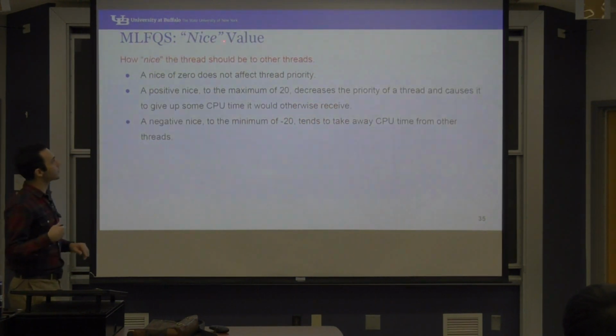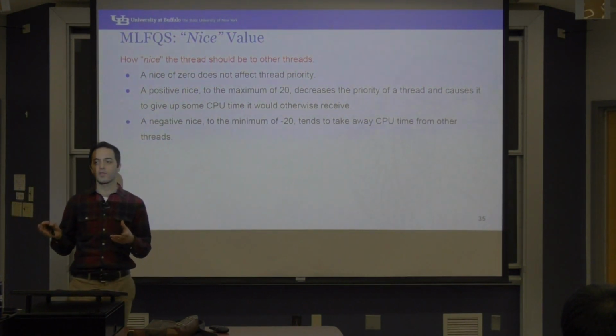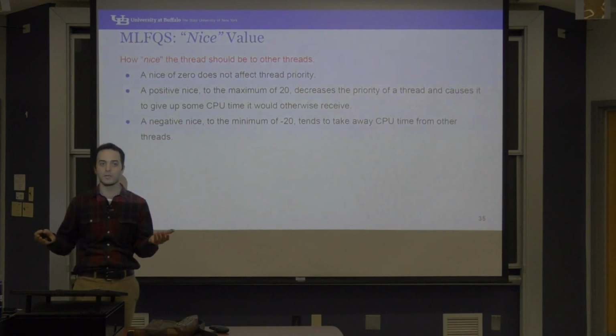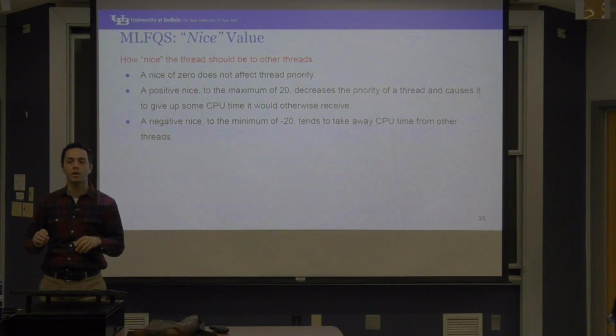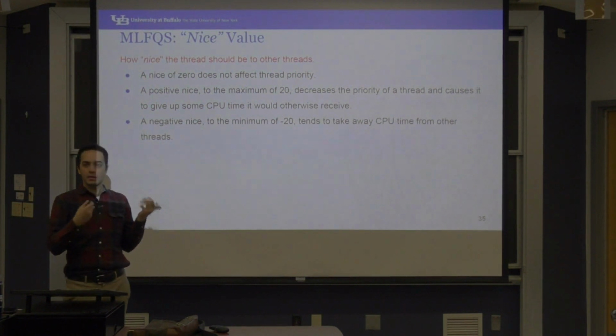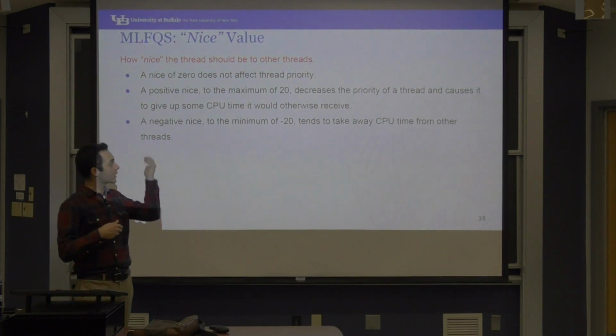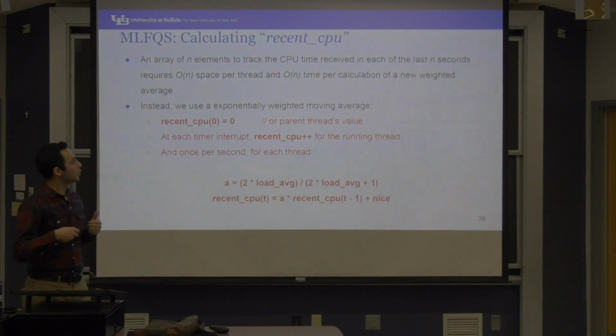So a nice value is basically how nice a thread is to others. If a thread decides that it wants to be a little nicer to others, that it's not that important, "I'm a gentleman or a lady, so you go ahead first." It's just like that. They can decide that by themselves, up to some level. They have a range. So this gets calculated into the formula.